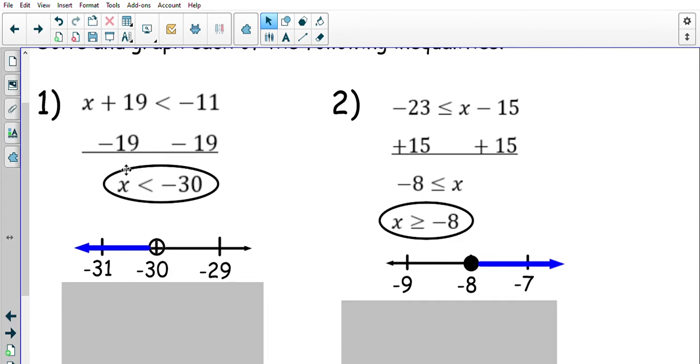The same way here, x is less than negative 30. You could put a number like negative 50 in for x and do negative 50 plus 19. Negative 50 plus 19 is going to get us negative 31, which is less than negative 11. It's a way you can check your solutions even for inequalities.